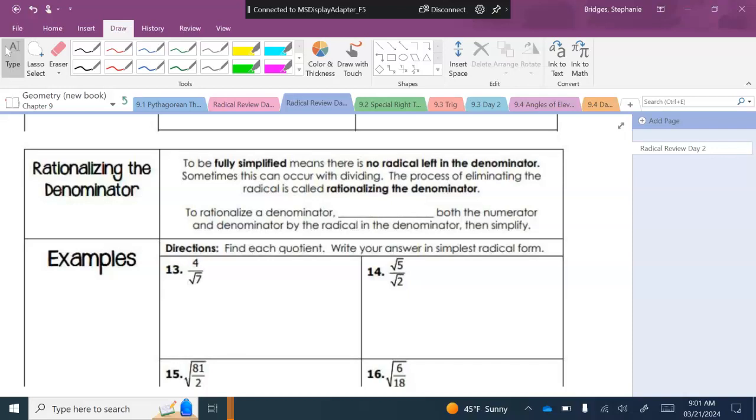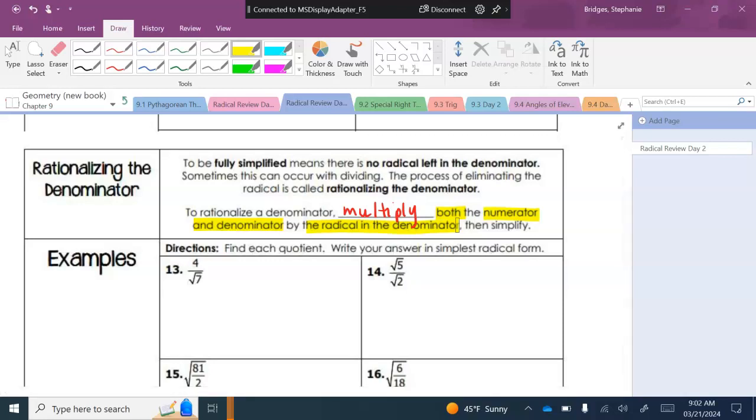To rationalize a denominator, what we are going to do is multiply both the numerator and the denominator by the radical that's in the bottom. Okay, then we're going to simplify. You're going to multiply both the top and the bottom of the fraction by whatever radical is in the denominator, and then we will simplify from there. That's what we're going to have to do in order to get rid of the square root in the denominator.